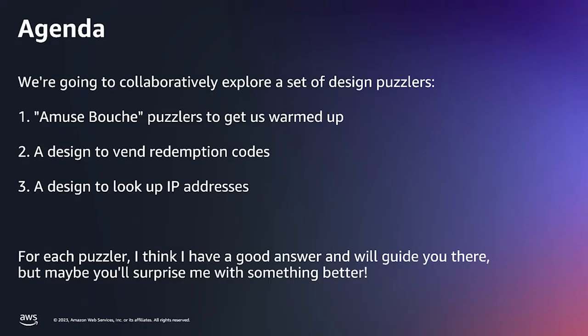So what I'm going to talk about today is first a set of little puzzles. I'm calling them amuse-bouche. You know, when you go to a restaurant and they give you a little taste just to get you warmed up, that's what this is. A couple little quick puzzlers to help you get the idea of how this talk goes. How would that be? What would this be caused by? And then I'll go through two schema design challenges that have a lot of interesting implications. First, we're going to vend redemption codes.